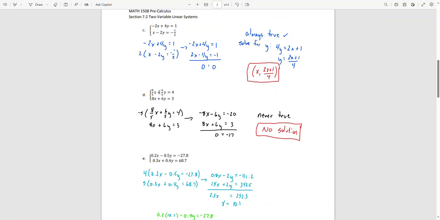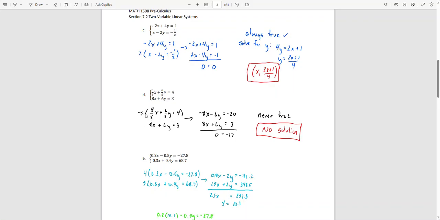D, 8/5 x plus 6/5 y equals 4. 8x plus 6y equals 3. Now, everything's positive, all positive coefficients here, so I need to change one of them to negative. If I have to switch one of them to negative by multiplying, how about I multiply the fraction one and get rid of denominators at the same time? Let's make these both 8, but we'll make that top one a negative 8 by multiplying by a negative 5. Cancel the denominator, cancels denominator, and so on.